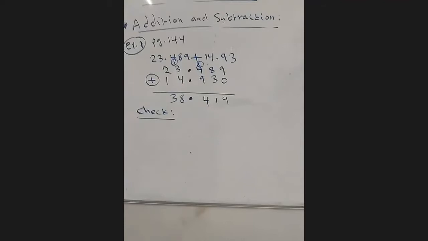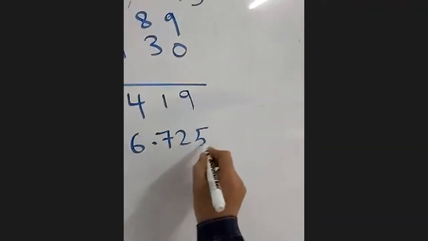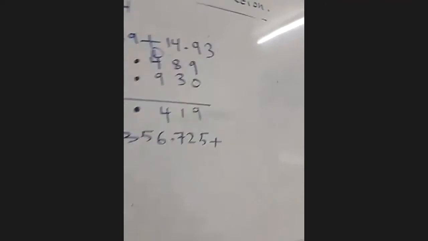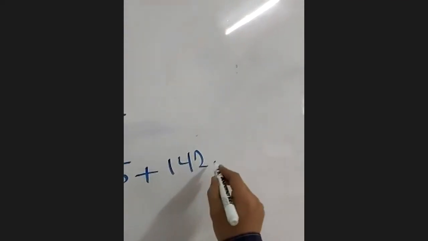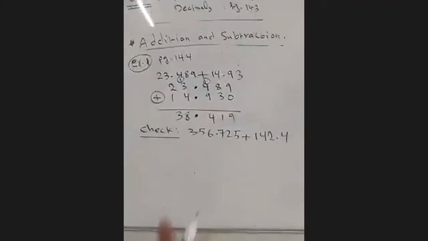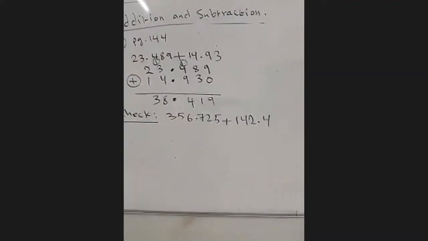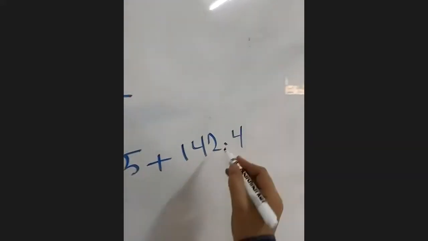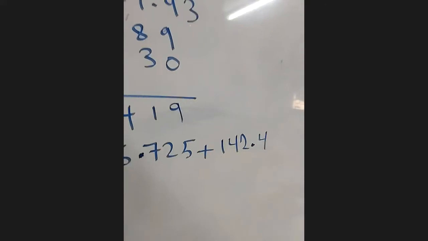Yalla, I will write the check question here. We have 356.725 plus 142.4. While you are doing it, I will do it on the board so you can check your answers. No, I will wait a moment to let you solve it first.